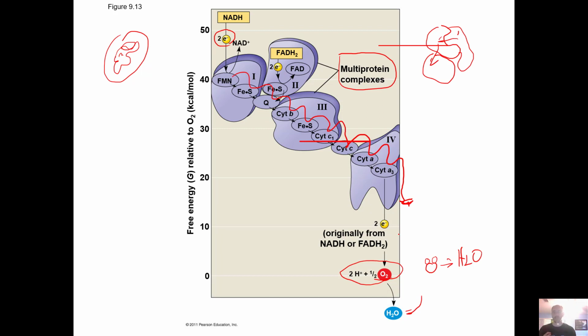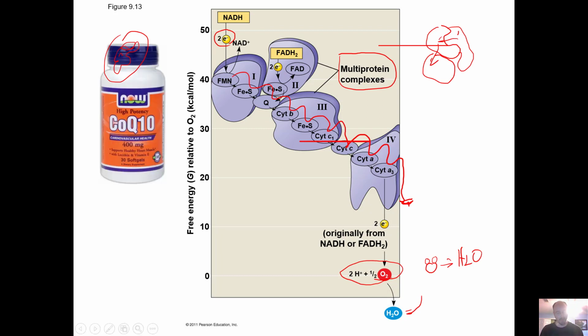And this process is going to make ATP, but you haven't seen how exactly yet. But I'll show you how in just a little bit. But that's how this works. I wanted to point out that this molecule here, Q, is CoQ10, which they sell as a supplement, and it probably doesn't do anything when you take it, but you may have heard of it before.